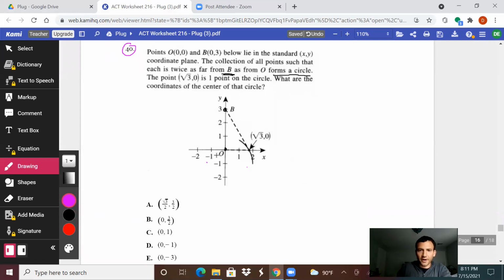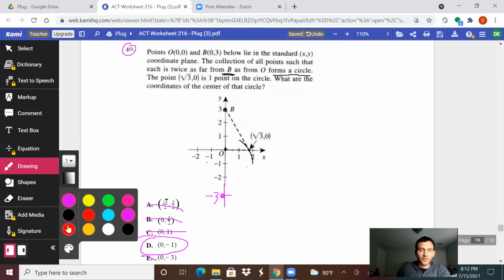Just using logic right here, if we just try to complete this circle, what do you think the center is? Do you think the center is below 0, 0? I think not. Do you think the center is all the way down here at -3 of this circle? I think not. So really, just by common sense, the answer is D.